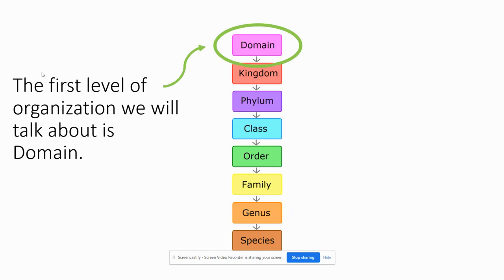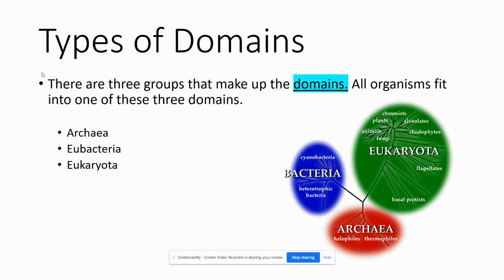So the first level of organization that we're going to talk about is domain. So I have a picture of an arrow pointing to domain, but once again, you can see that domain is going to be at the top, species is going to be at the bottom. Domain is going to be the largest group of animals, and it's not going to have a lot of different classifications within it. So there are 3 groups that make up the domains, and all organisms will fit into one of these 3 domains. So we have Archaea, Eubacteria, and Eukaryota.